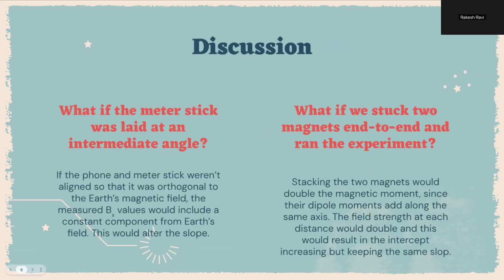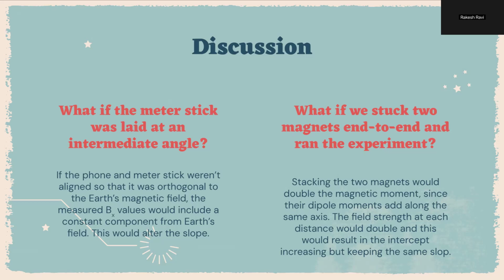Here's the discussion. For the first question, if the magnetometer was laid out at an intermediate angle, the measured Bx values would include a constant component from Earth's field. That would shift my ln graph, changing the intercept and making the slope deviate from -3, because the readings would no longer represent just the magnet's field.